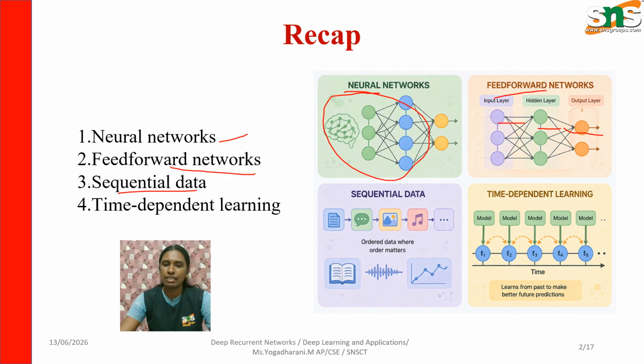And the third one is sequential data. Sequential data is data where order matters. Examples: sentences, speech signals, stock prices, weather records. And the last one is time dependent learning. Many problems require learning relationships over time. The current output depends on previous input.